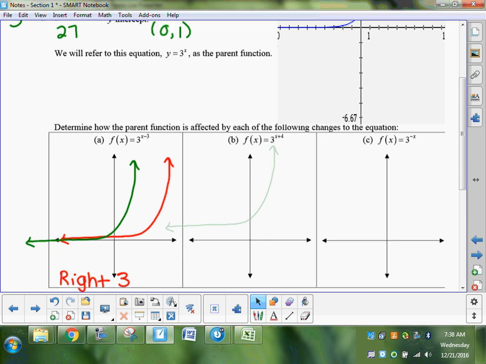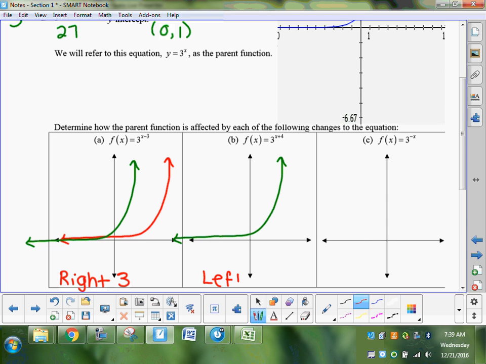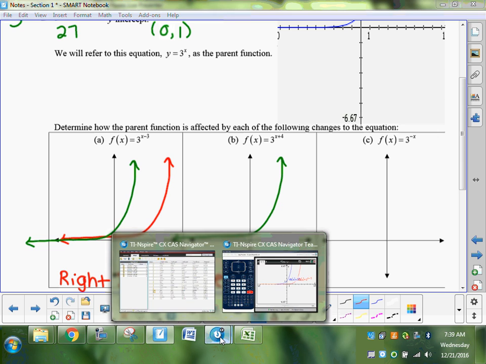All right, so the next one's going to look like this. What do we think this would look like if we took this graph? What transformation do you think would be done on it? What shift would be done on this parent graph to get your new graph here? Yeah, this would mean that we're going to go over to the left 4. Go into your calculator and confirm or dispute what we got.